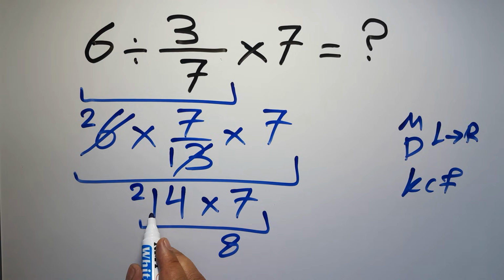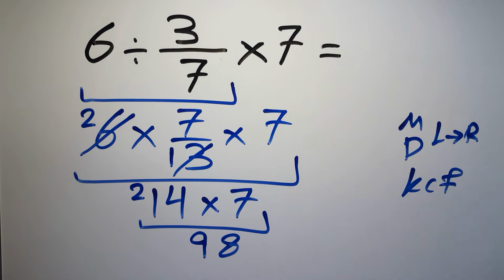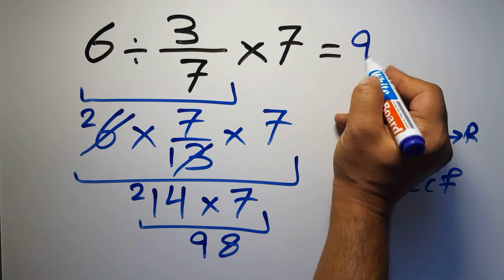7 times 1 equals 7, and 7 plus 2 is just 9. So 98. And this is our final answer to this problem. The correct answer is 98.